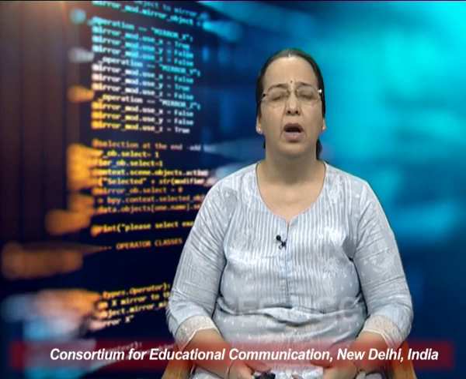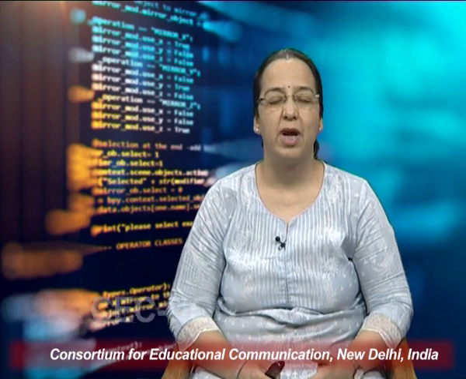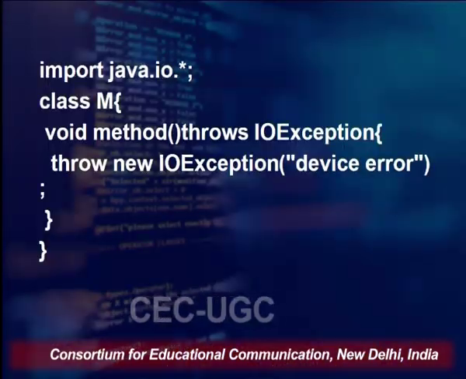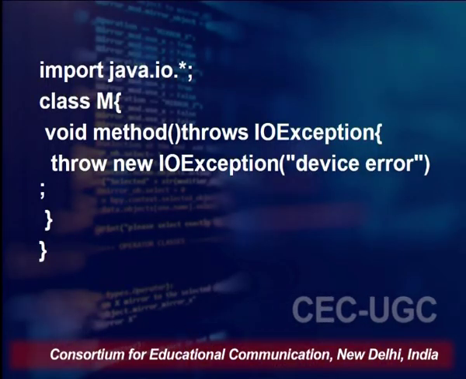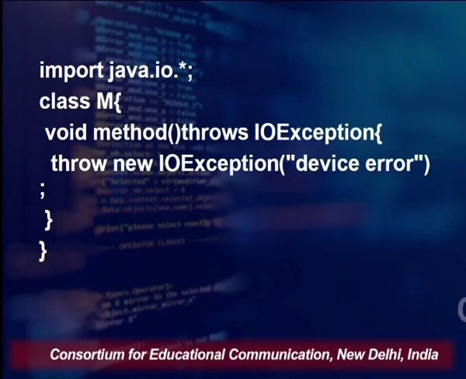First, in which we are handling the exception using the try catch block. In order to implement this mechanism, the code will be executed fine whether the exception occurs during the program or not, because we have enclosed that within the try catch. So in order to look into the example, let us see this program. We have a class M in which we have a method which throws IO exception, and this method is throwing new IO exception saying device error.